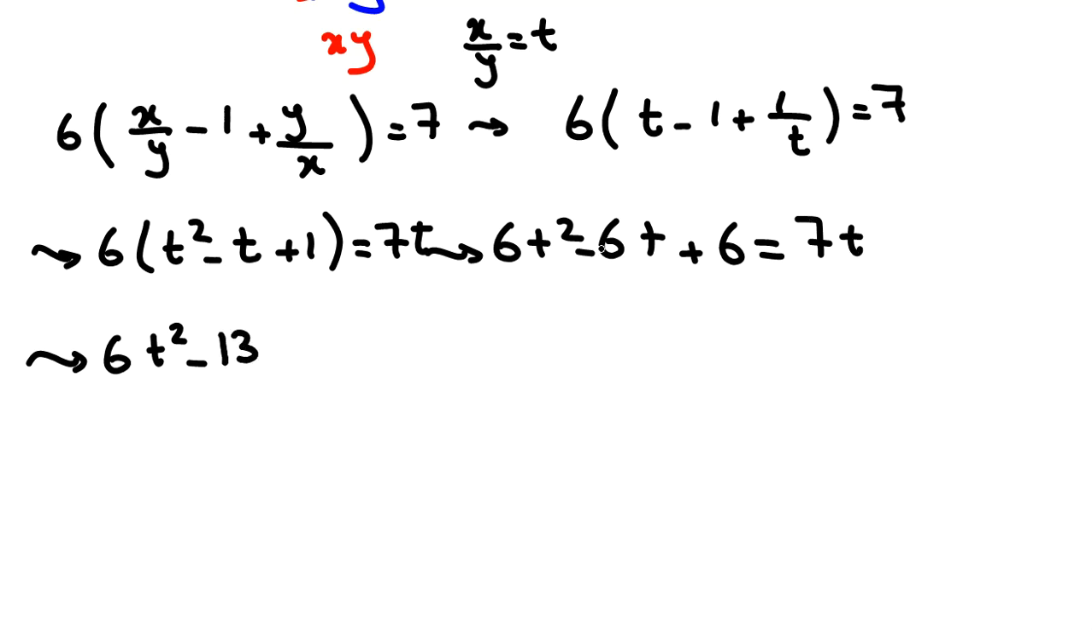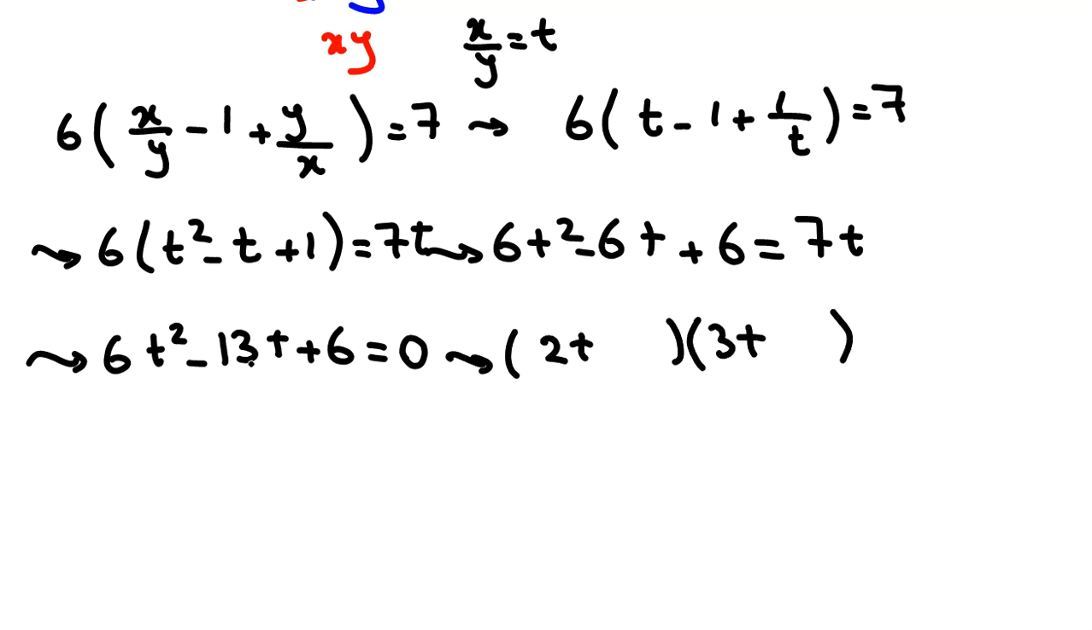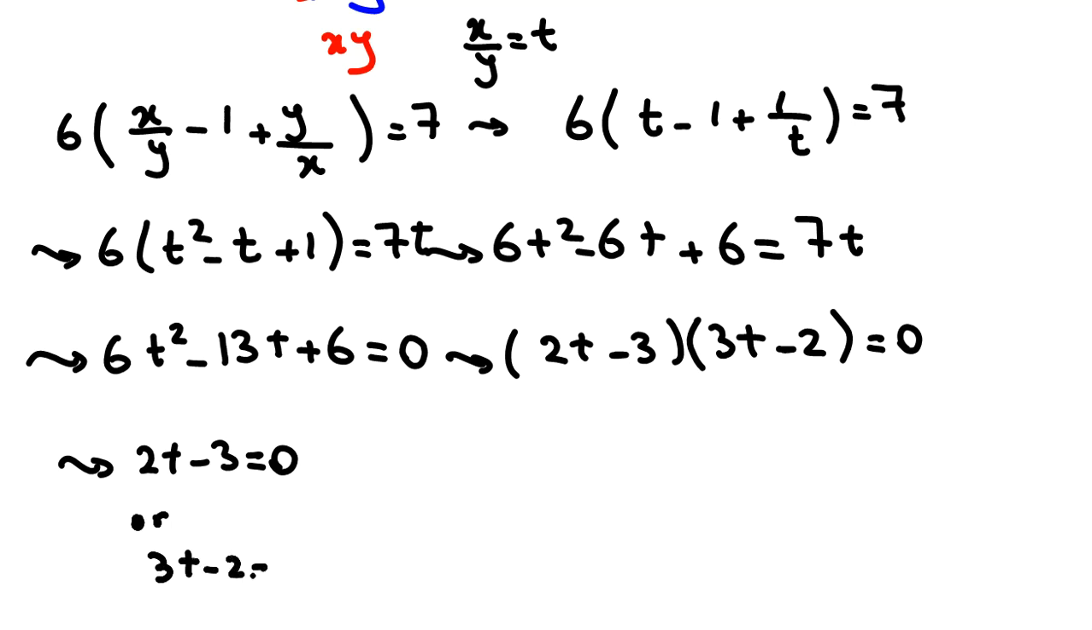-13t, because take 70 to the left-hand side, -70 minus 60: -13t plus 6 equal to 0. You can use the quadratic formula that I told you in the beginning of this video, or we can factorize. You can say 2t, 3t. What can I write here to reach -13? -4, -9, -13, and -3 times -2 will be 6, equal to 0. So 2t minus 3 equal to 0, or 3t minus 2 equal to 0.